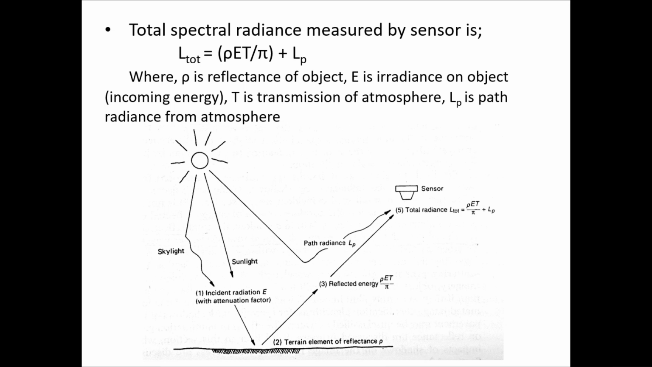So a person should have an idea about the atmospheric conditions, and they should also consider the path radiance while interpreting the spectral reflectance pattern of an Earth surface feature. All right. So the total spectral radiance measured by a sensor is given by L tot equals the reflected energy plus the path radiance, rho Et by pi plus LP.